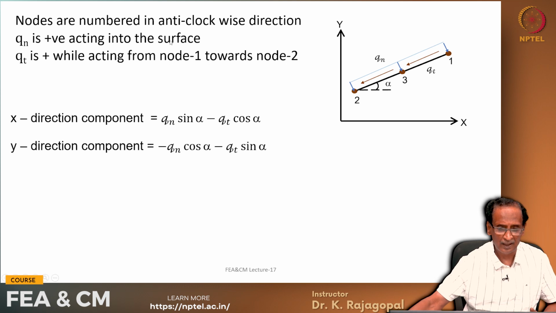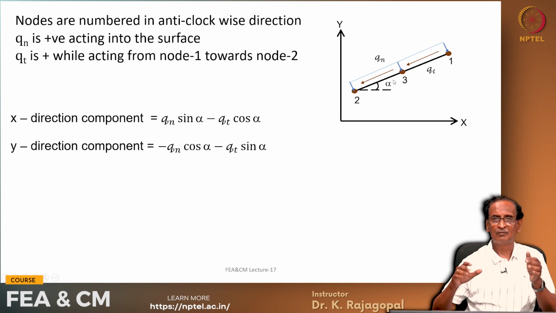So the Qn is positive acting into the surface, and Qt is positive acting from node 1 to node 2. If that is so, we can write the x direction component as Qn times sine alpha minus Qt times cosine alpha. So the normal force multiplied by sine alpha minus the tangent force multiplied by cosine alpha. Similarly, the y direction component is minus Qn times cosine alpha minus Qt sine alpha.